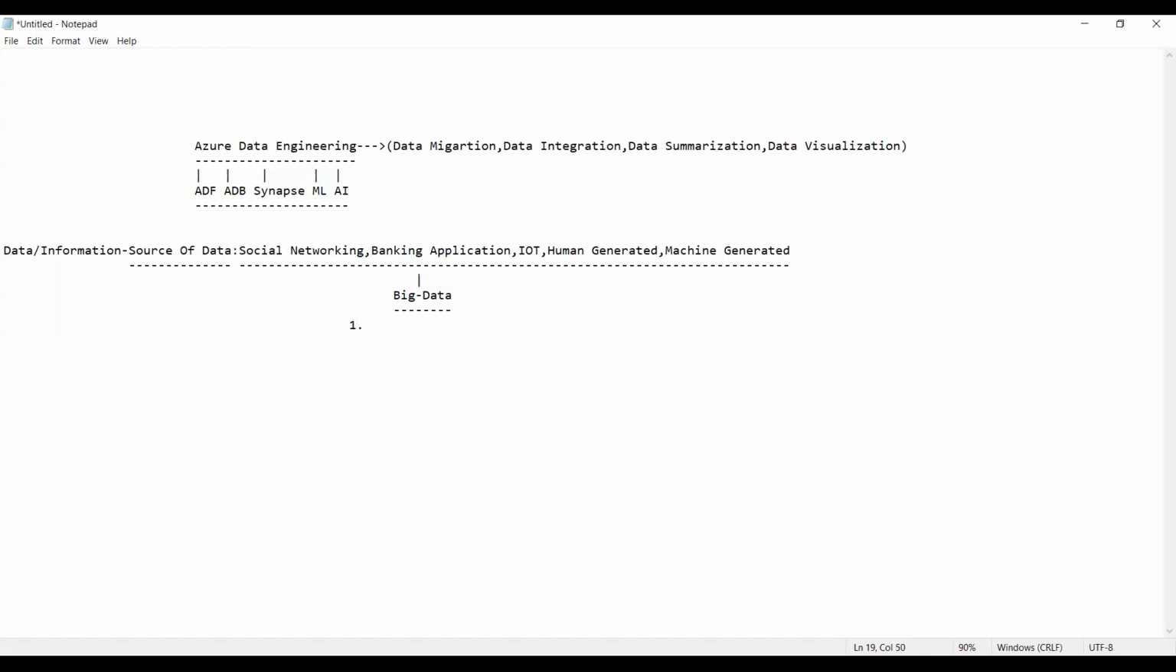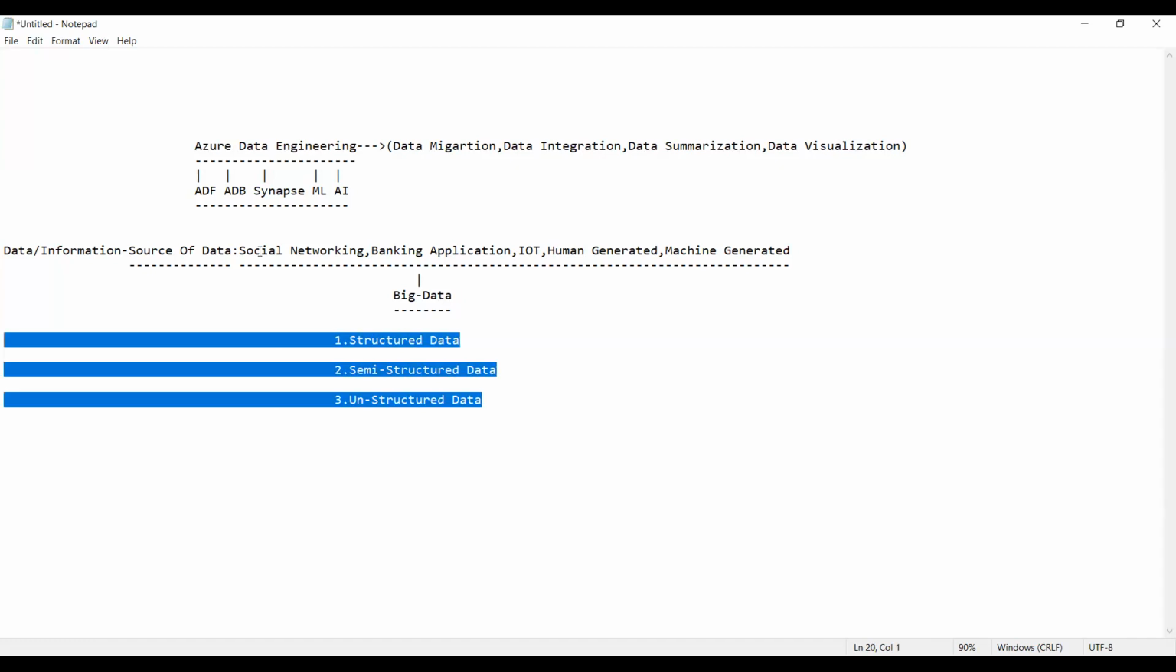The following are the different categories or types of big data we can have. The first one is called structured data, and the second one is semi-structured data, and the third one is unstructured data. These are the three categories or types of data we have.